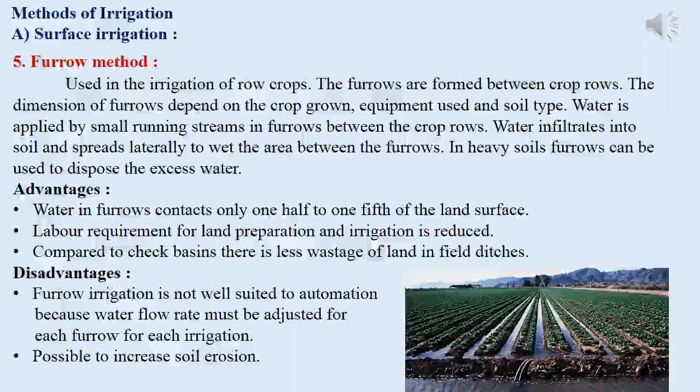Advantages of this method are that it requires less area under irrigation channels along with less labor requirement. Disadvantages of this method are that furrow irrigation is not well suited to automation because the water flow rate must be adjusted for each furrow for each irrigation, and by using this method it is possible to increase soil erosion.